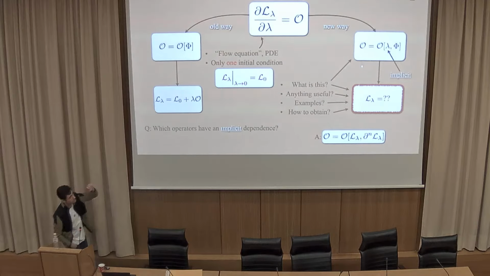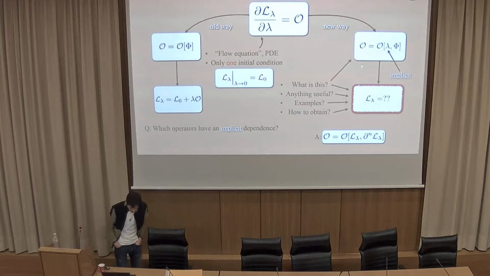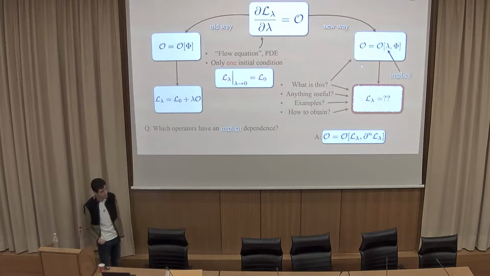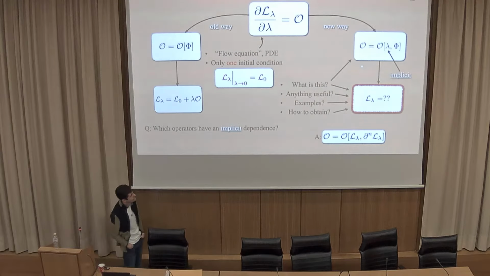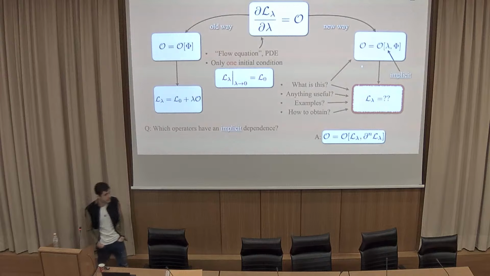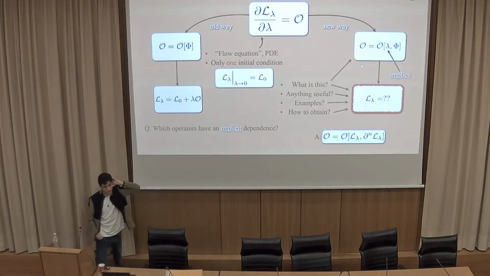If you go on the left, your operator would depend on some fields. You can just directly integrate this equation out. You end up back where you started in the previous slide. However, you can do something else, something new. And that is to consider an operator that has some implicit dependence on the deformation parameter lambda. Then it's not trivial to solve this equation.